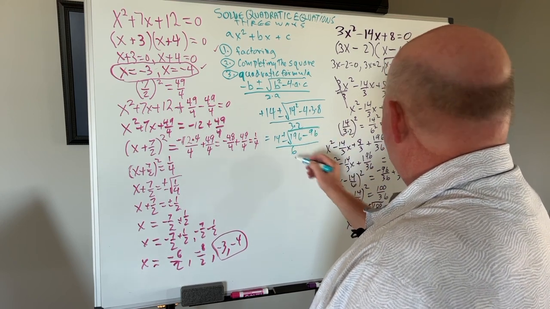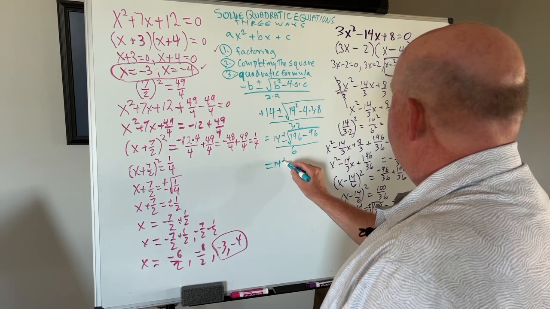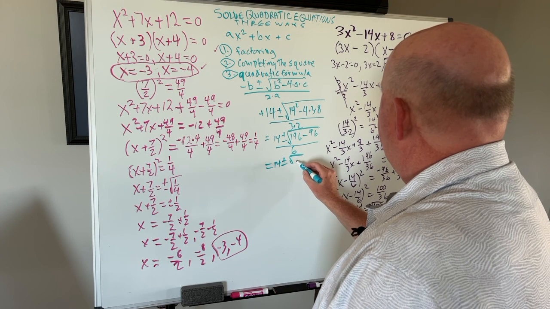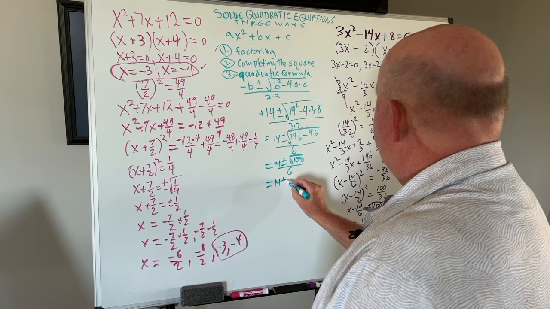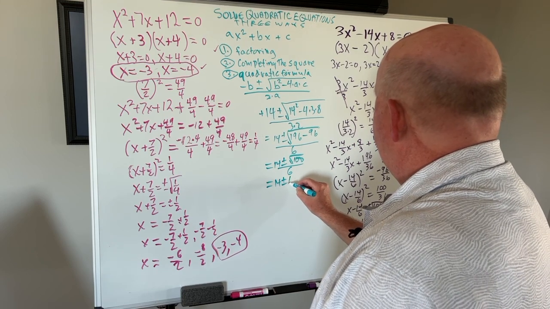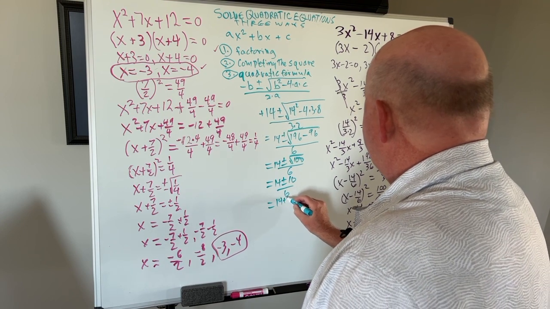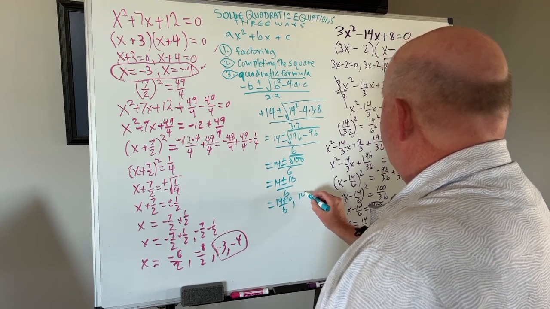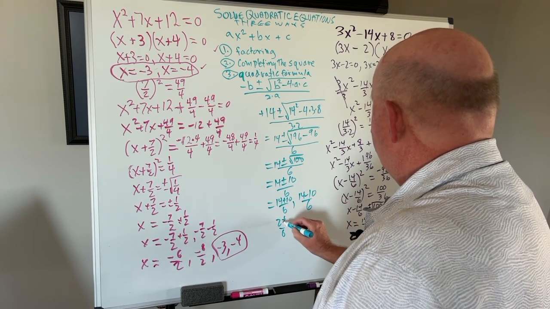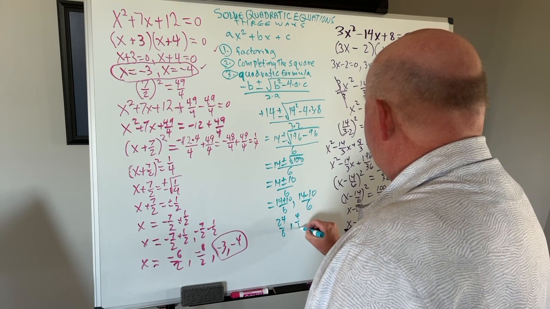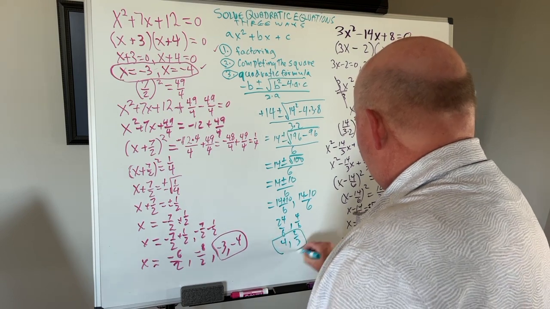And you can start to see the same thing develop as down here. 14 plus or minus the square root of 100 over 6 equals 14 plus or minus 10 over 6, which equals 14 plus 10 over 6, or 14 minus 10 over 6, which equals 24 over 6, or 4 over 6, which equals 4 or 2/3, which is the same thing.